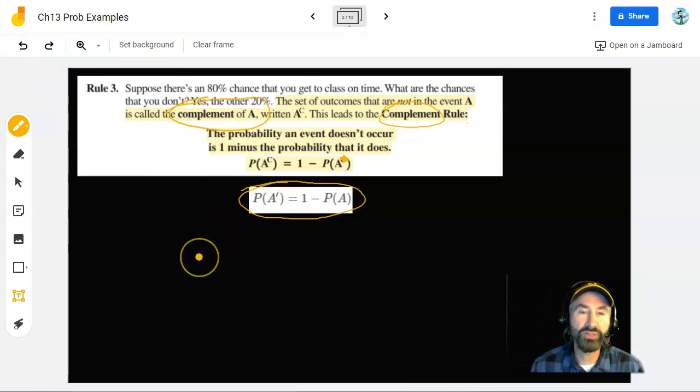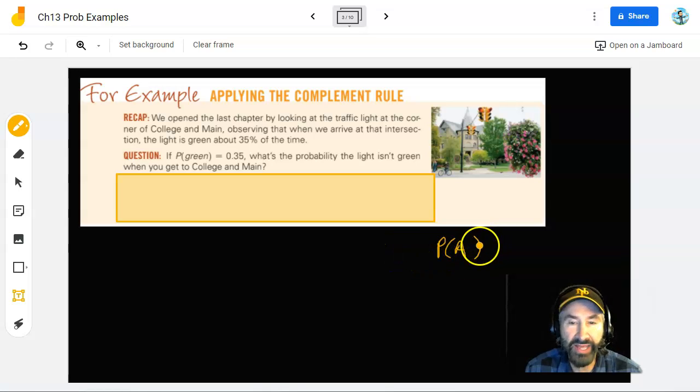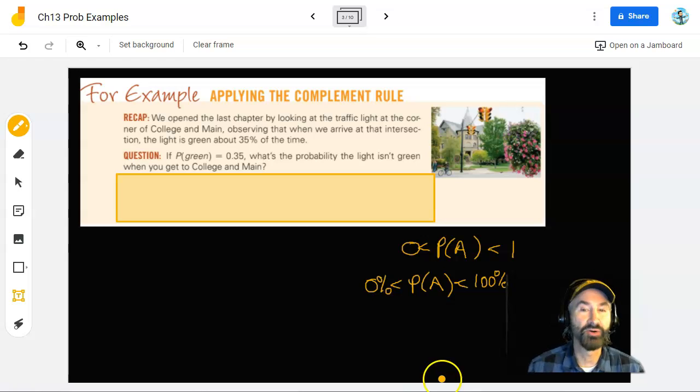So let's take a quick look at an example where we actually need to use this to do some math. One thing that I'd like to take a moment to point out here is the probability of any event, we'll just call it event A, is always going to be greater than zero, and it's always going to be less than one. Another way that we can express probability is in terms of percent, and we could say the probability of something happening is always going to be greater than 0% and less than 100%. It turns out that 100% is actually equal to 1. 100% is 1. 50% is 0.5.